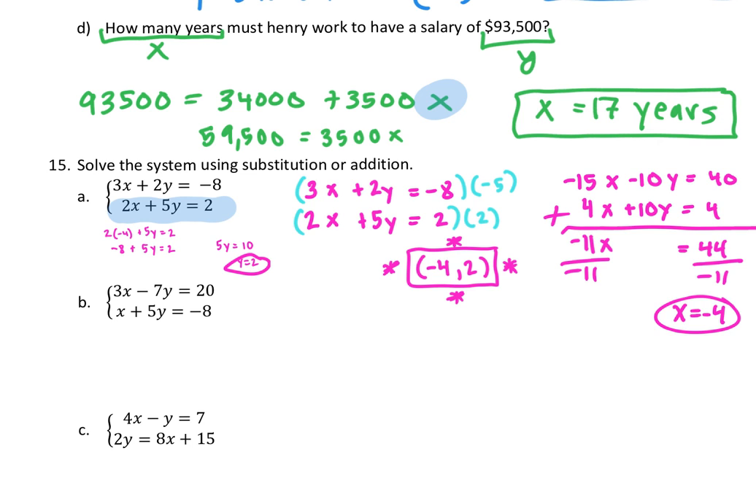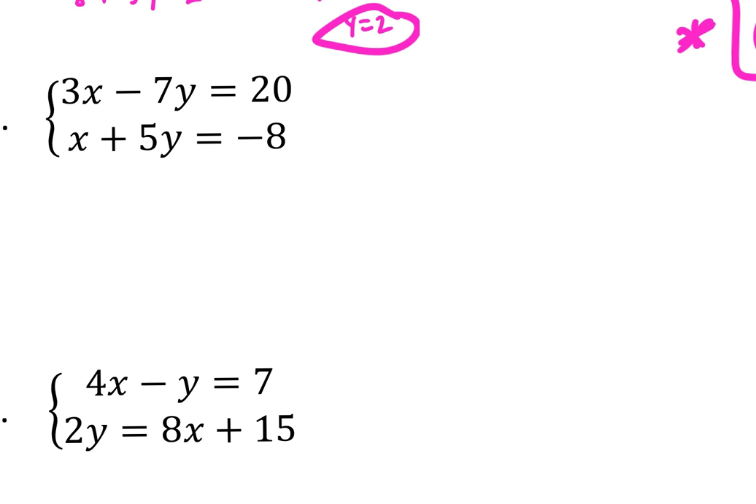Okay, the next question, I'm really going to zoom in so that we can have more space. So I have 3x minus 7y equals 20 and x plus 5y equals negative 8. Now we can do this a couple ways. We can use substitution or elimination, or the addition method. Sometimes I call the addition method elimination method because you're kind of eliminating a variable.